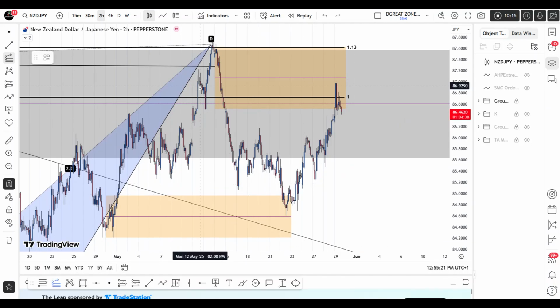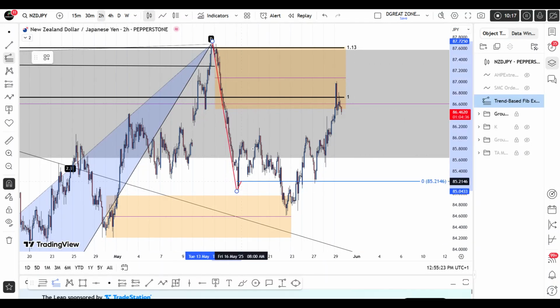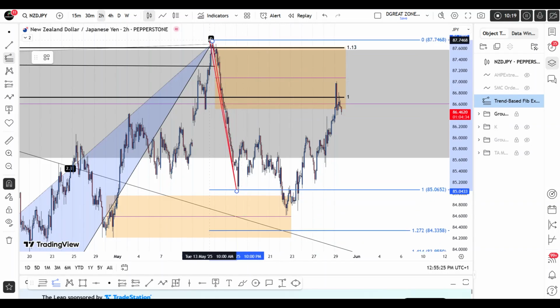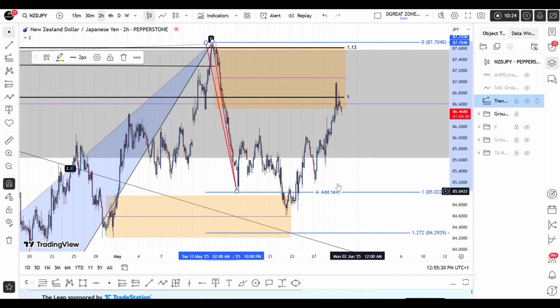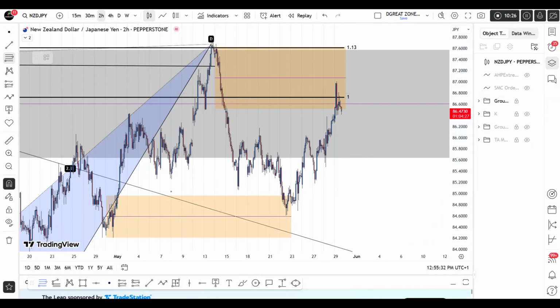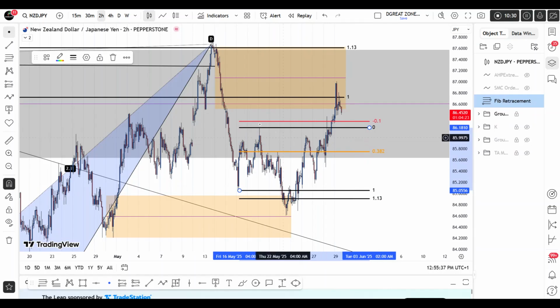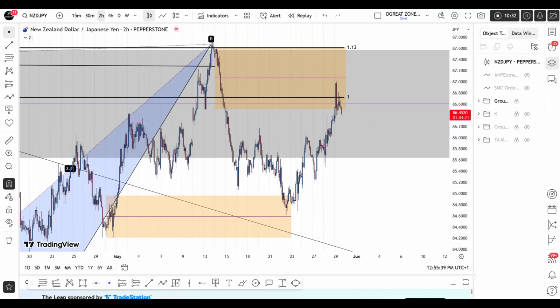But is this a valid Cipher? Let's look at the measurement as well. You don't just trade randomly, you have to look at the measurement also. It didn't meet the minimum requirement of a Cipher of 1.272, so it's not valid. Then it should be valid for Shark. So yes, it's valid for Shark. Minimum requirement of 1.13, that is valid.